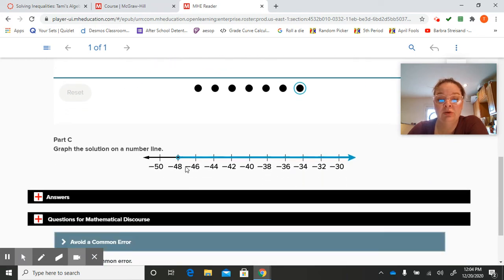When we graph it on a number line, because it is strictly greater than, we use the open circle, highlight everything to the right because those are where the bigger numbers are, including the arrow.